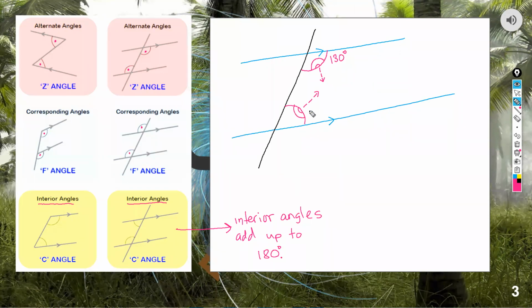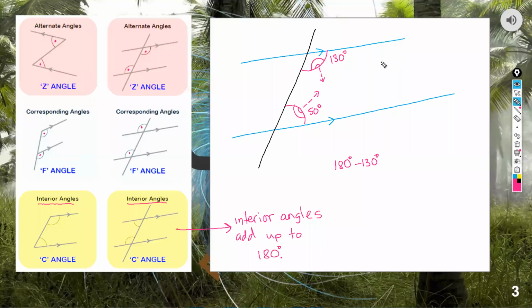Right, it's going to be what? 50 degrees. Because if both of them add up to 180, and we know this one is 130, you just minus them and you will get what? 50. So let me put a little note for you here.